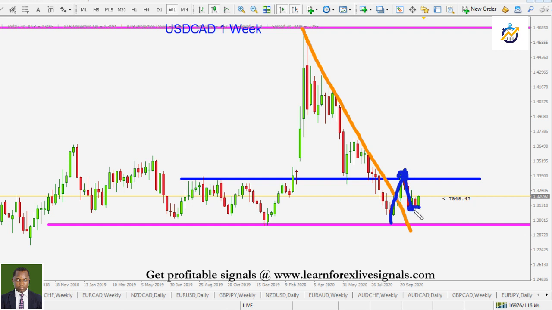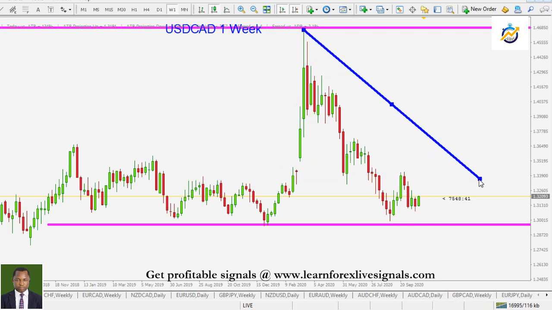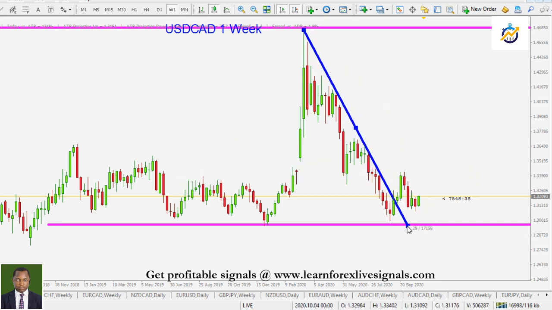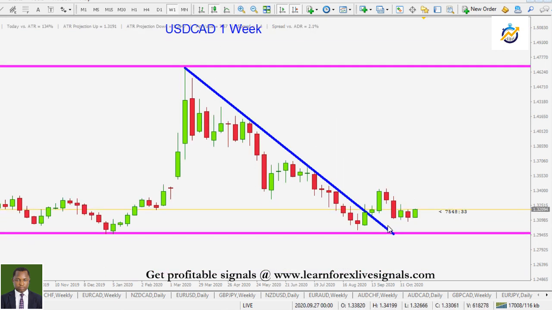Then this seems to be a pullback, and from there on we should be expecting price to move to the upside. So I'm just going to revert this line, put it right there, back down. As you know, for those of you who are fans of the trend collapse strategy, this is the outer trend line of this trend. You can see how price was trending to the downside. Then eventually we got the breakout.